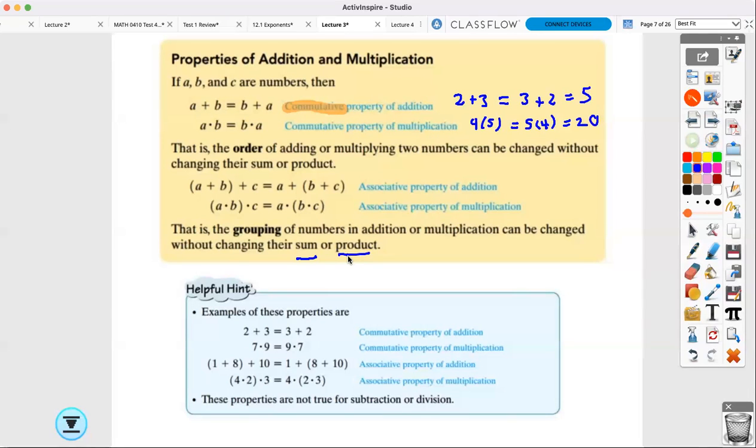Helpful hint: examples of these properties are given with actual numbers. Now look at the second bullet here. The second bullet says these properties are not true for subtraction or division, so only for addition and multiplication. That's why I'm having you guys write this down.